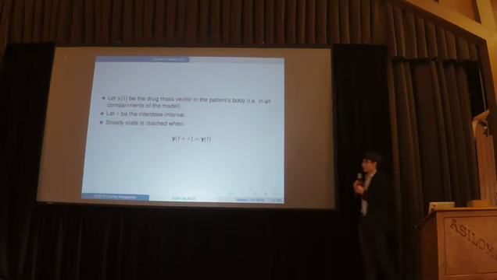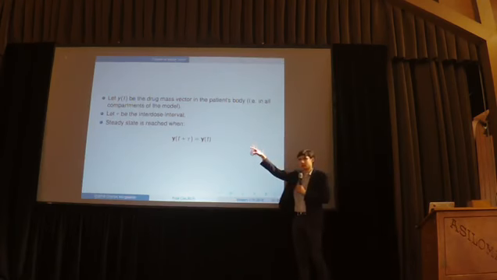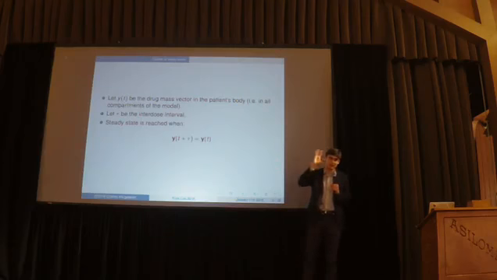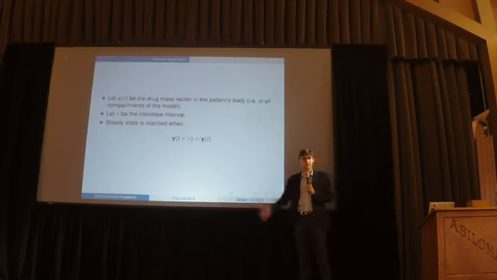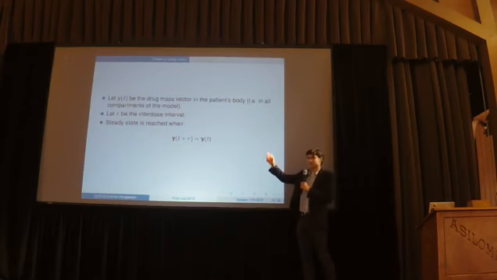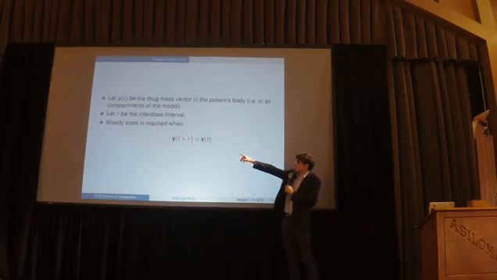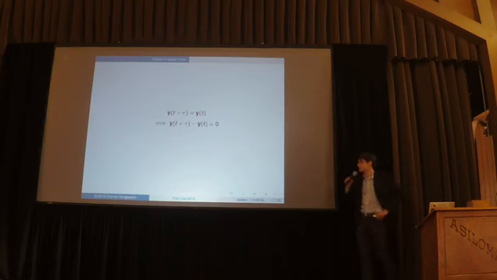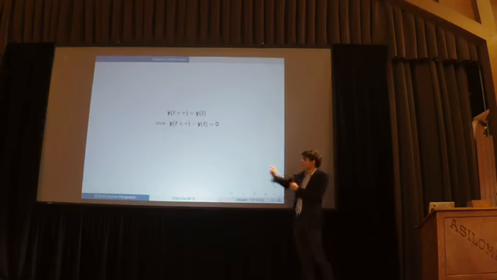So if we let y be the drug mass, and here I'm highlighting its dependence on time, y of t be the drug mass vector in the patient's body. So that's going to be the drug mass in all of the compartments of the pharmacometrics model I presented at the beginning. And then we let tau be the interdose interval. So how much time is there between one drug intake and the next drug intake? Then steady state is reached when y of t plus tau is equal to y of t. Or equivalently, I'm going to rewrite this as a root-finding problem when the difference between these two states goes to 0.